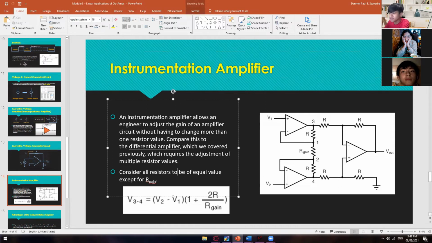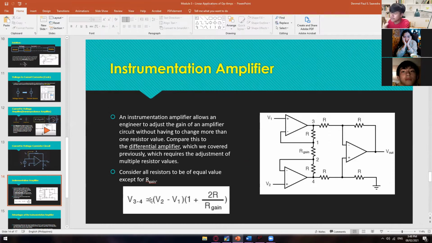As I said a while ago, consider all the resistors to be of equal value except for the R gain, which is this one, the middle resistor. And then we do have this formula. Again, this one is kind of similar to the differential amplifier. We have V2 minus V1 times 1 plus 2 times R divided by R gain.